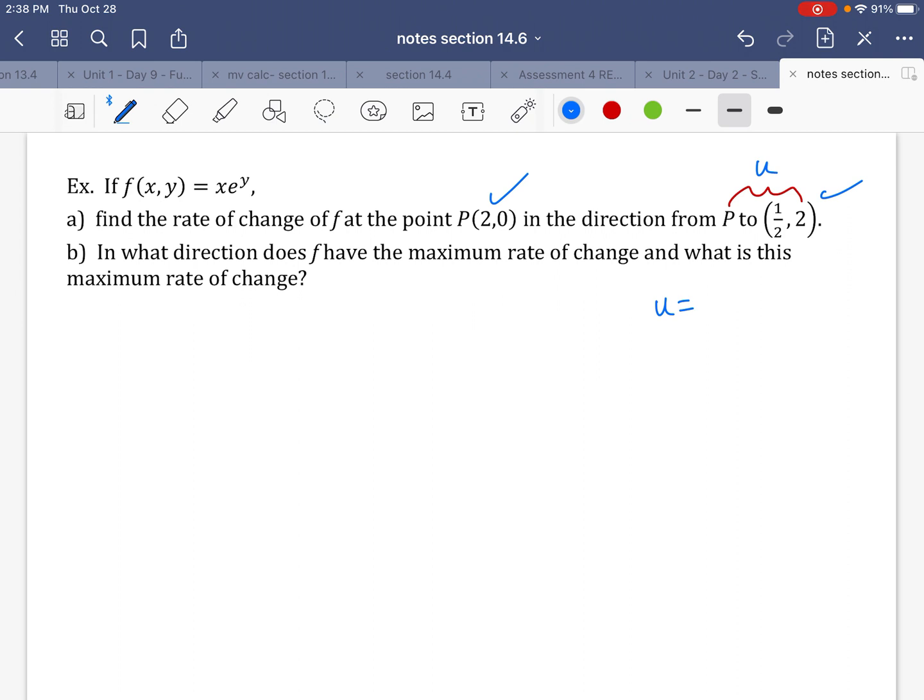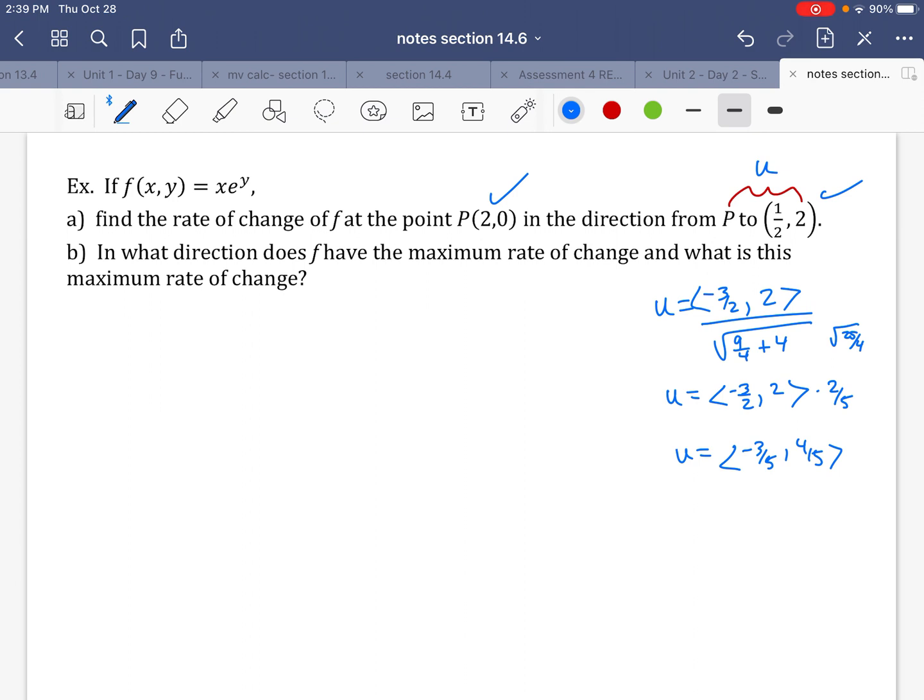So u is going to be 1/2 minus 2, so that will be -3/2. And then 2 minus 0 is 2. So that's u. But remember, I have to make it into a unit vector, so I have to divide it by its own magnitude. So the magnitude would be 9/4 plus 4, so that would be 9 over 4 plus 16 over 4, that would be 25 over 4. So the square root of 25 over 4 is 5/2. So u equals -3/2, 2, divided by 5/2, so times 2/5. If I figure that out, the 2's cancel, I get -3/5 and I get 4/5. All right, so there's my u.